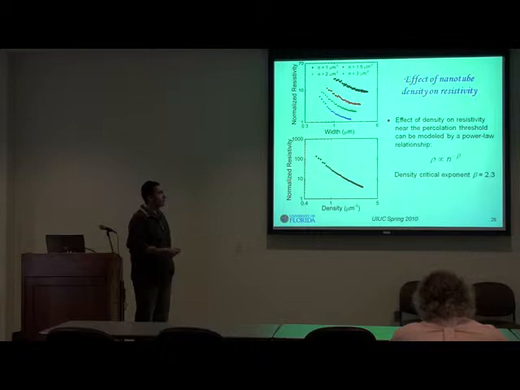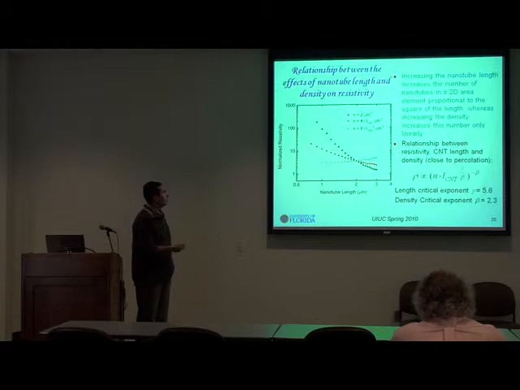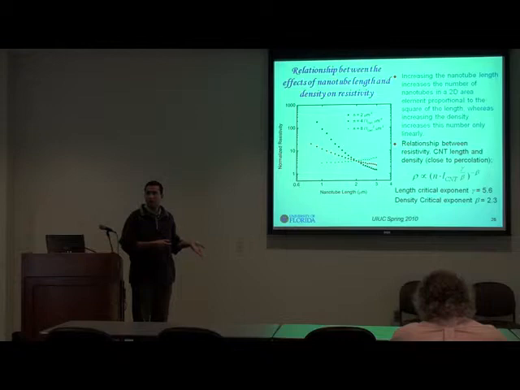To show that better, for example, if you plot the resistivity as a function of nanotube length, and you change the relationship between the nanotube length and the density of the nanotubes, you see completely different behaviors.